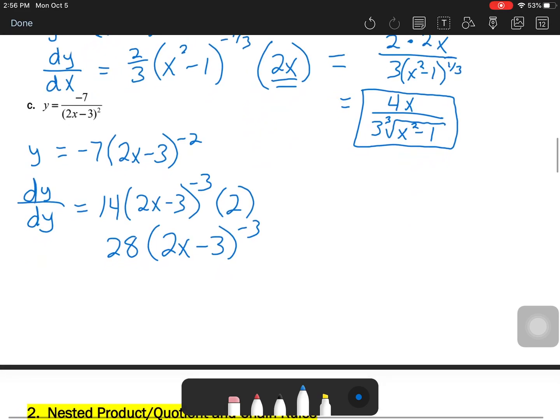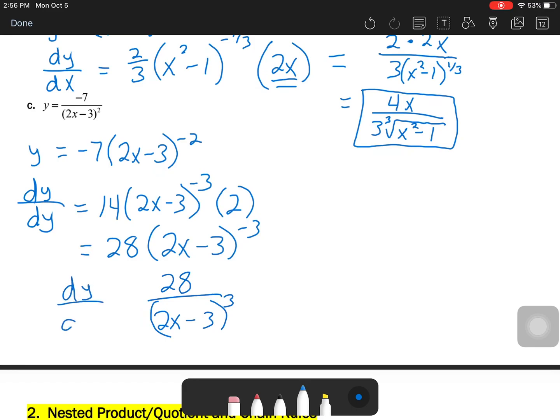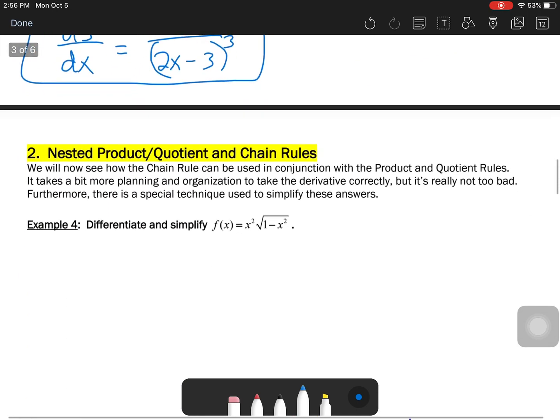And again, I think we want to get rid of that negative exponent. So let's leave the 28 on top, and let's put the 2x minus 3 to the third power on the bottom. So that's my dy/dx. All right. We got a few more.